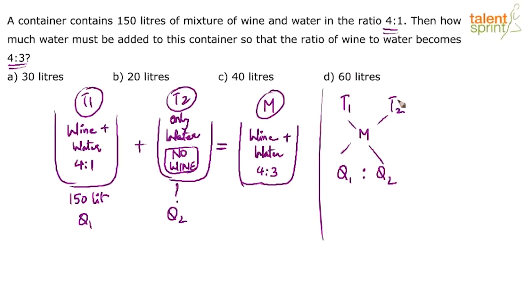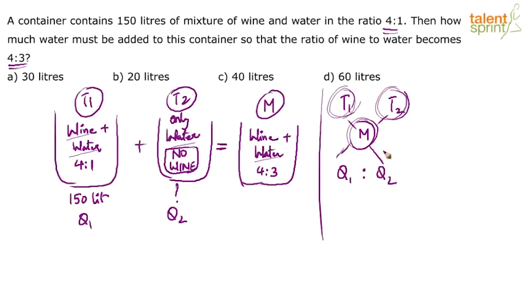Now, what can we take in place of T1, T2, and the mixture? We can take the concentrations, either the concentrations of wine everywhere or the concentrations of water everywhere. Concentration of wine in T1, in T2, and in the mixture, or the concentration of water in T1, T2, and the mixture. When you take the cross differences, the ratio that we get is nothing but Q1 is to Q2.